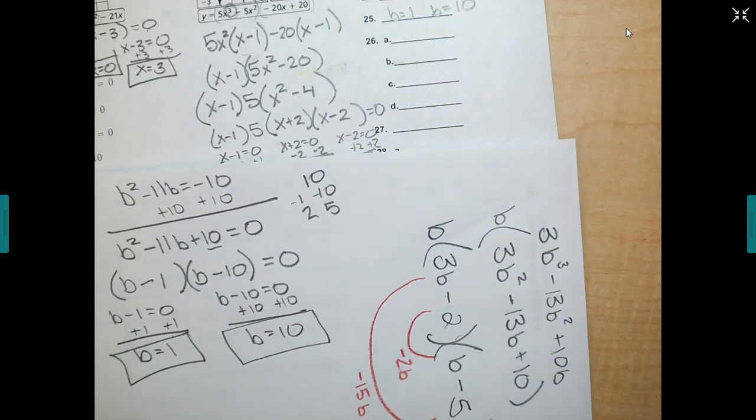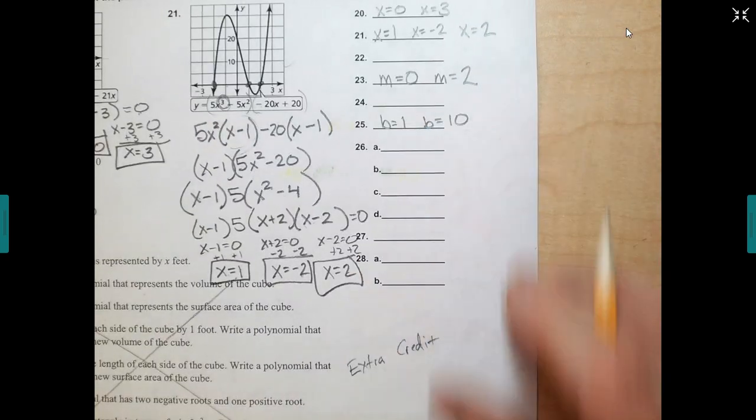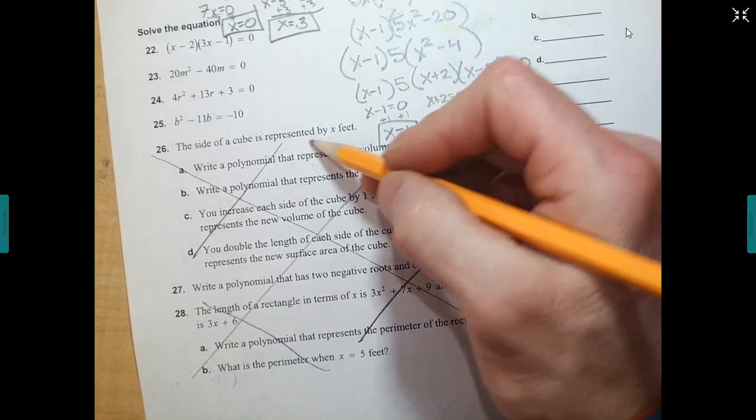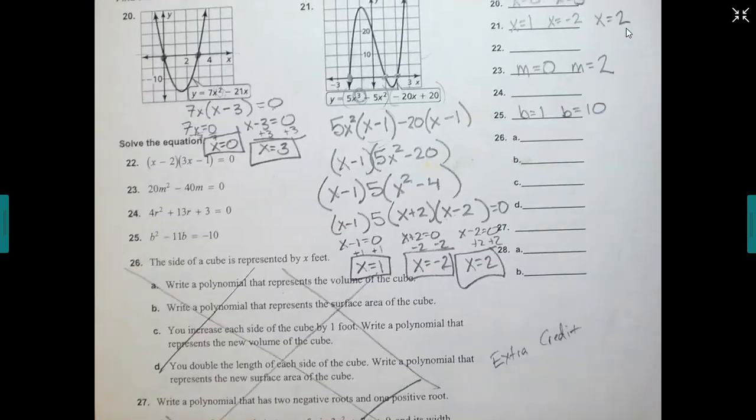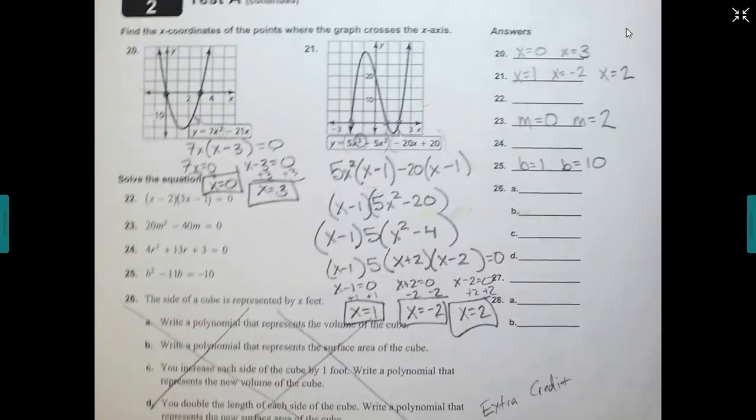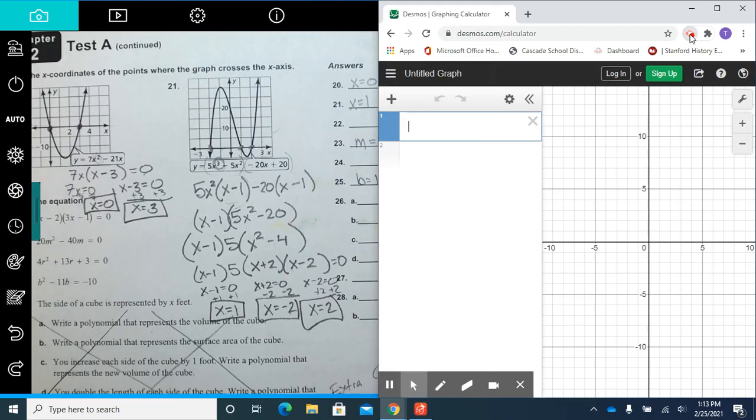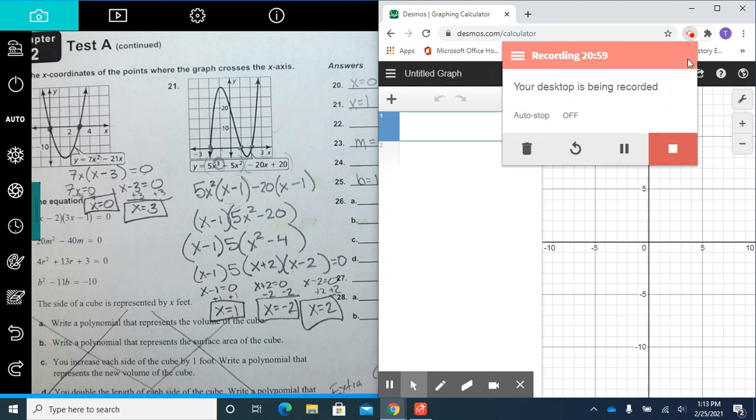All right, and you see there's a lot of work that goes along with these. You do not have to do 26 or 27 or 28. And that's it. So make sure you are showing all of your work for these, and please ask questions because the test is going to be pretty much exactly like this. So please ask questions.